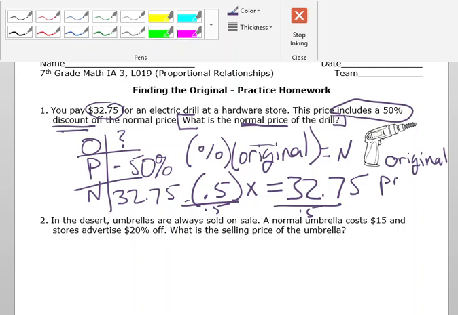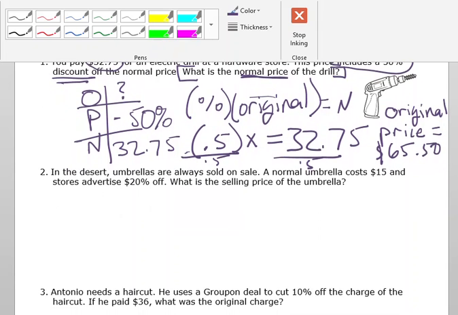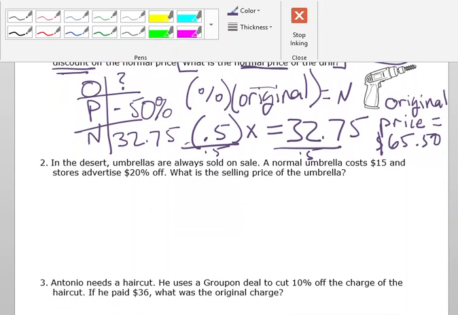Original price equals $65.50. In the desert, umbrellas are always sold on sale. I know somebody was being creative with their writing here. A normal umbrella costs $15 and stores advertise 20% off. What is the selling price of the umbrella?